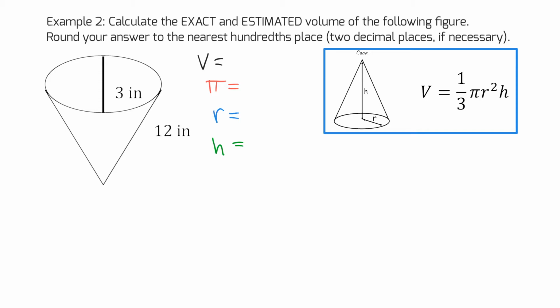If I start off with V, I'm trying to find a volume, so I'm going to put a question mark. Pi is always 3.14. And now I want to find r. If I look at the circular part of the cone, this line goes all the way across, so that means this is the diameter.